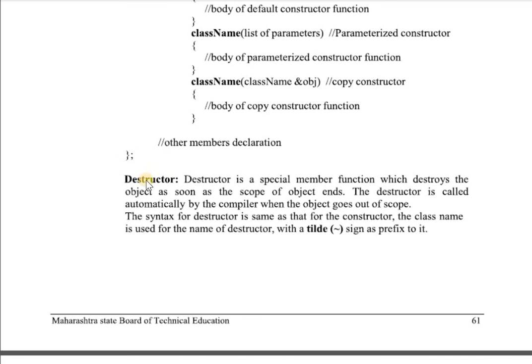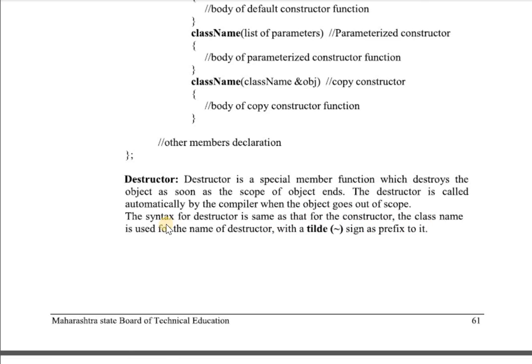The next concept is destructor. Like a constructor, a destructor is a special member function which destroys the object as soon as the scope of the object ends. The destructor is called automatically by the compiler when the object goes out of scope. That means the destructor is used to destroy the object of a class.